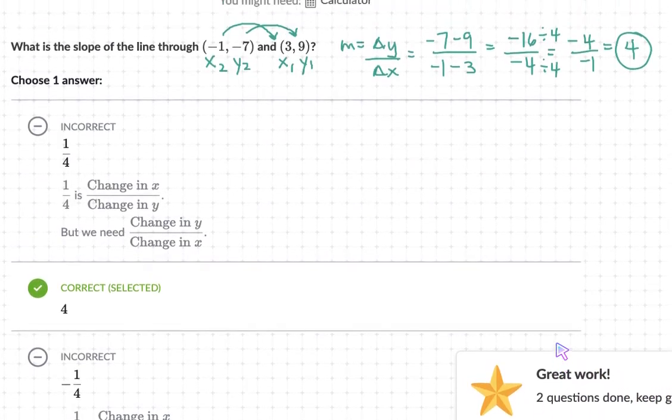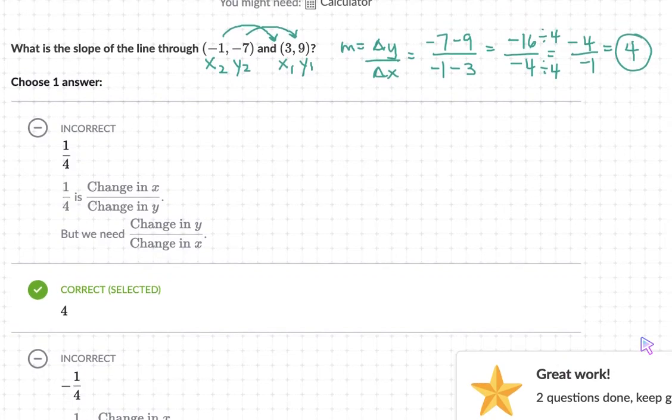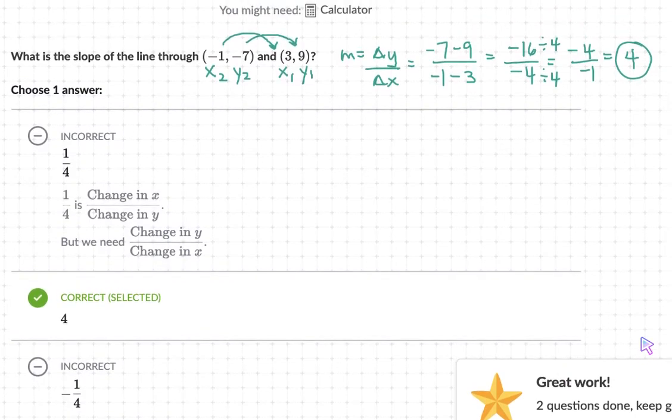Let me know if you have any questions as you work on these slope problems. Remember, there are several different ways that you can solve these problems and get the same answer. You just have to make sure that you're subtracting in the same order, and the y's are always subtracted on the top. 4 different people could solve the same problem in 4 different ways. So your solution, your work, doesn't have to exactly match mine, as long as you have the correct sign and correct number at the very end. Let me know if you have any questions as you work on these, and I'll see you in class.